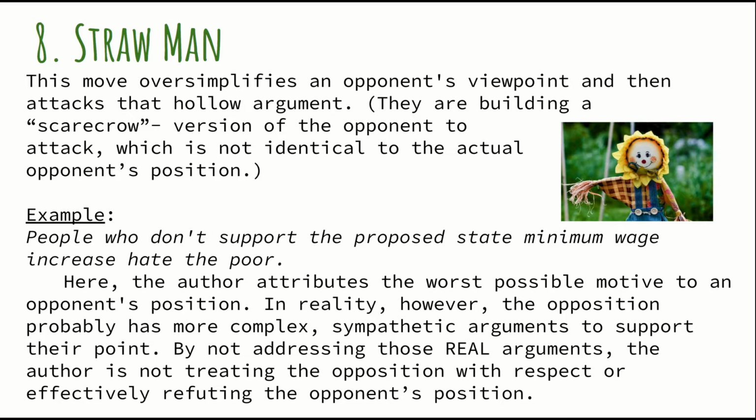Here, the author attributes the worst possible motive to an opponent's position. In reality, however, the opposition probably has more complex, sympathetic arguments to support their point. By not addressing the real arguments, the author is not treating the opposition with respect or effectively refuting the opponent's position. Okay, so they are making a fake argument and then trying to battle against that, but you have to focus on what your opponent said in truth. You can't just attack a scarecrow version of what they've said.